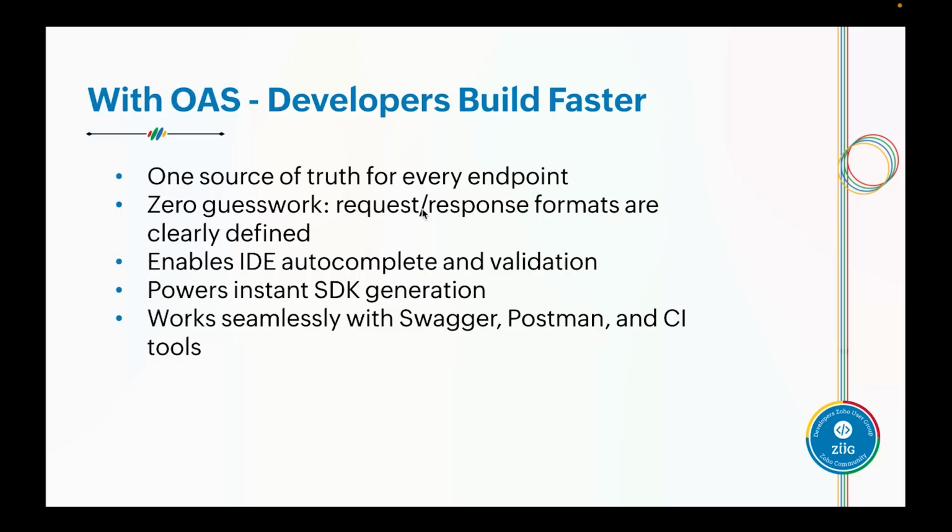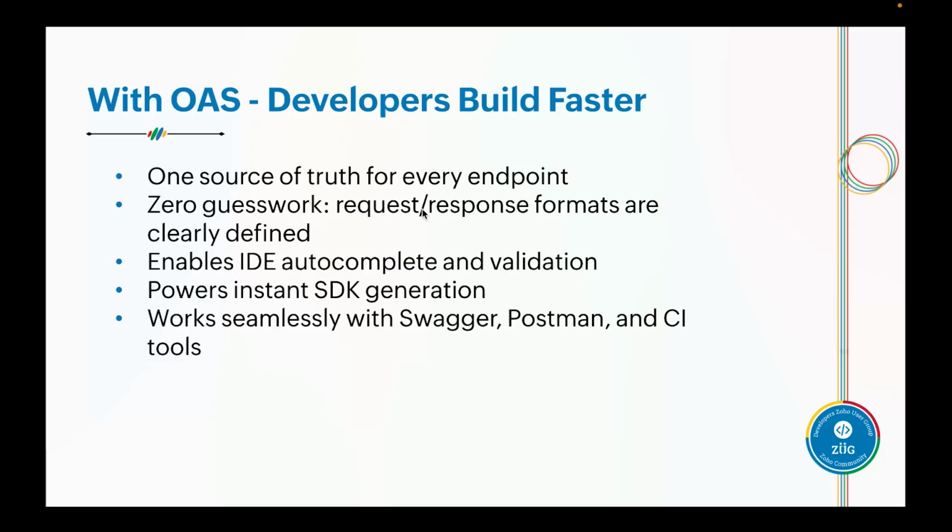So with OAS, what happens? Developers build faster. Instead of hunting through different sources of documentation or wikis, you have one source of truth, which is the OAS file. It defines every endpoint, different methods, the parameters, request and response bodies, authentication schemas, etc. That means zero guesswork. Every input and output is documented and validated upfront. So you know exactly what payloads to send and what responses to expect.